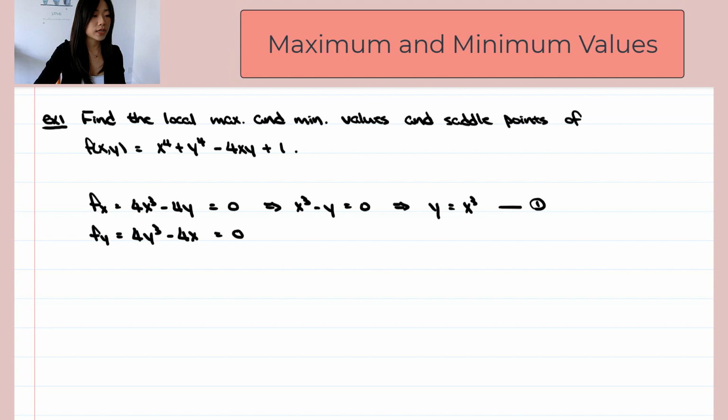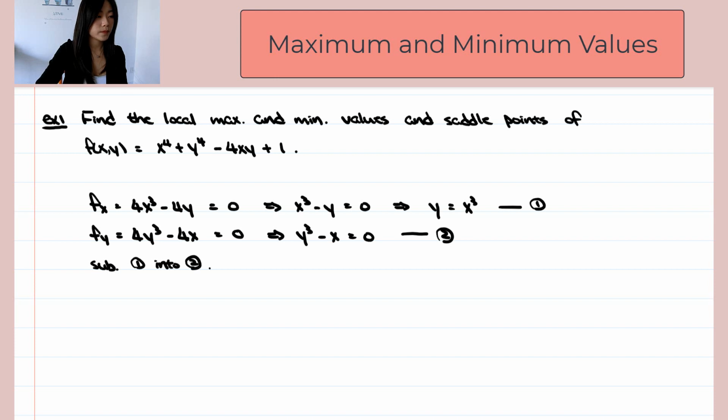Then from the second equation, I can do the same thing. So I divide it by 4, and I get y cubed minus x equals 0. And let's call this equation 2. Then I can substitute equation 1, which is the y, into equation 2, which equals x cubed to the power of 3 minus x equals 0, which equals x to the power of 9 minus x.